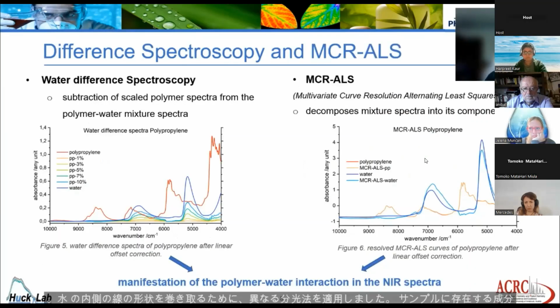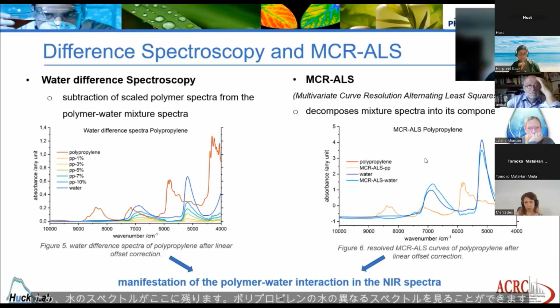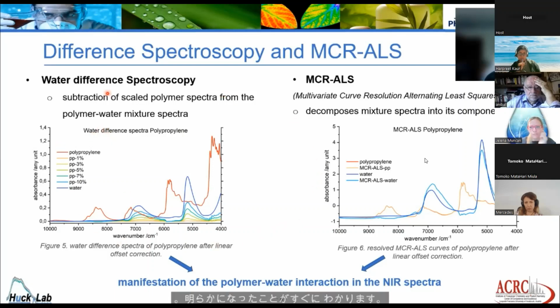We applied a different spectroscopy approach in order to reveal the NIR line shapes of the water component present in the samples. Water difference spectroscopy is performed by subtracting the spectra of the pure polymers from the spectra of the polymer water mixtures and therefore leaves the water spectra. Here you can see the water difference spectra of polypropylene. It is immediately noticeable that the revealed water bands are very different from that of bulk water, here in dark blue.